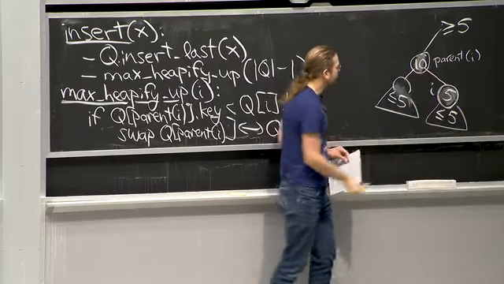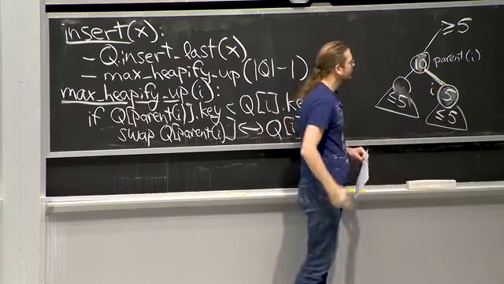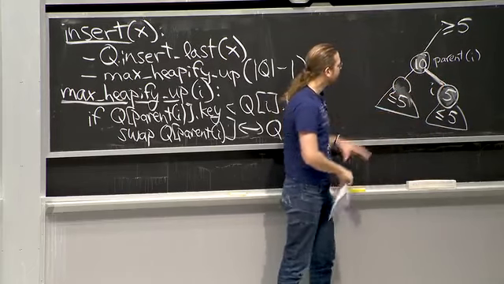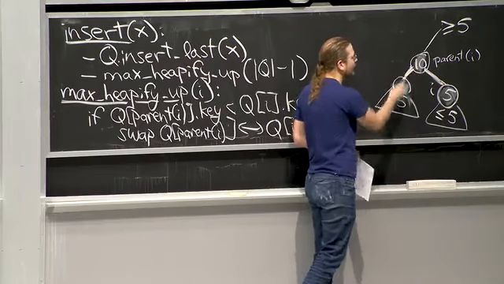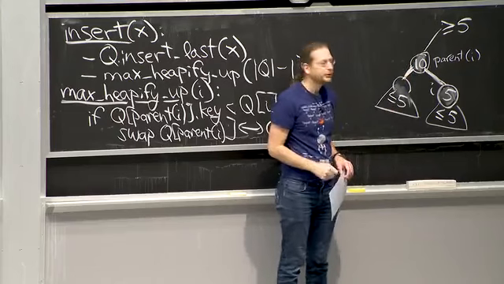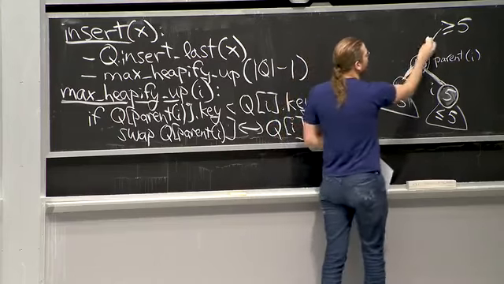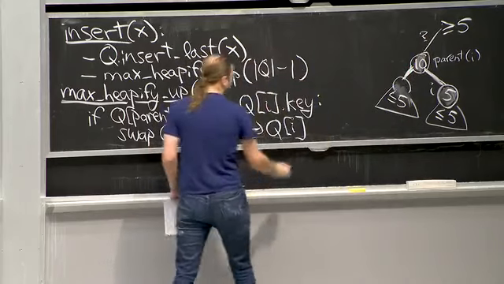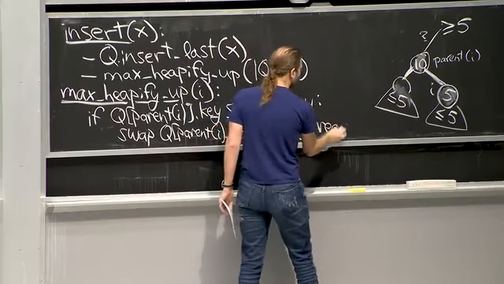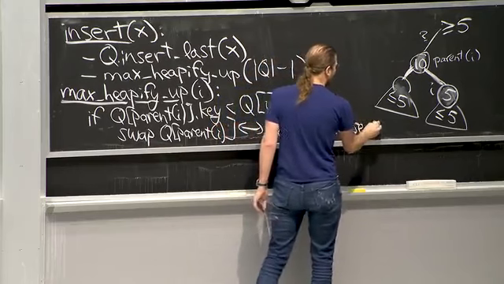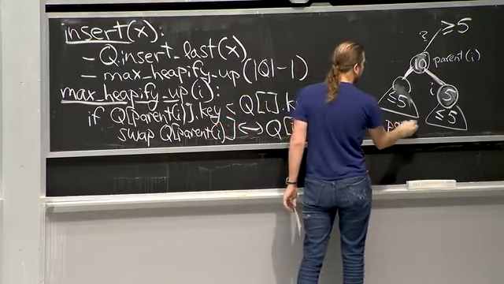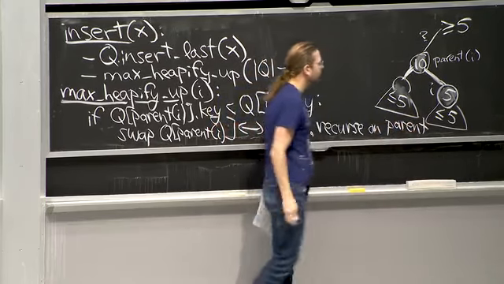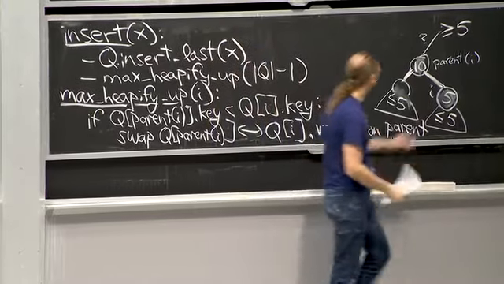And now I realize, okay, great, this edge is happy, because now 10 is greater than or equal to 5. But also this edge is happy, because it used to be happy, and we only made its parent larger. Okay? Now this edge maybe is bad, and so we need to recurse. Recurse on the parent. But that's it. Okay, so we fixed this one edge.